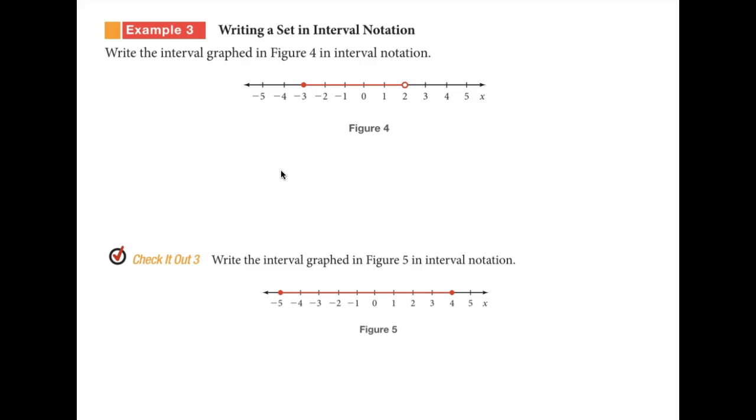So it starts at -3 and it goes up to 2. And we have to decide what shape brackets we're going to have. So the -3 is included, so we're going to use square brackets. The 2 is not, so we'll use a curved bracket. You try answering Check It Out 3 over on the side with the intervals shown in the graph.